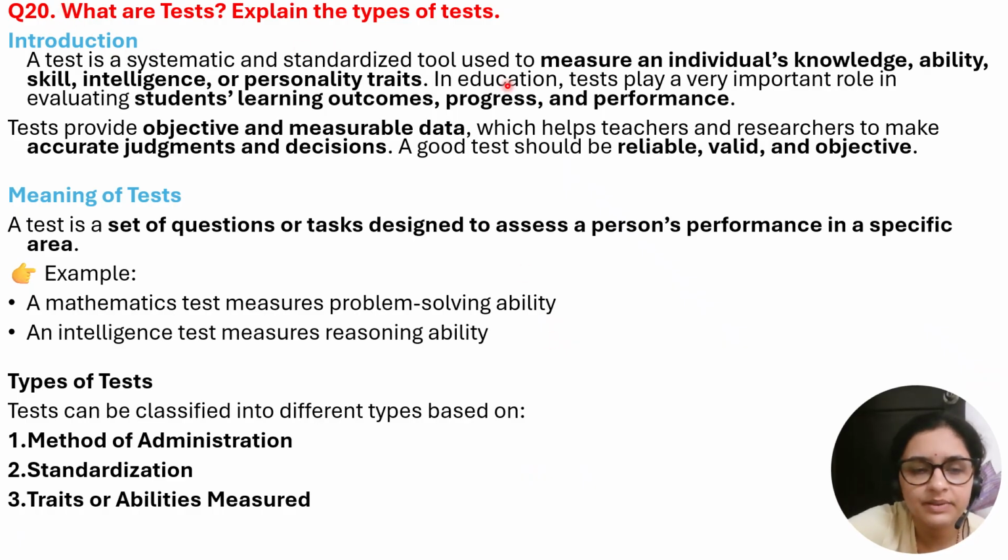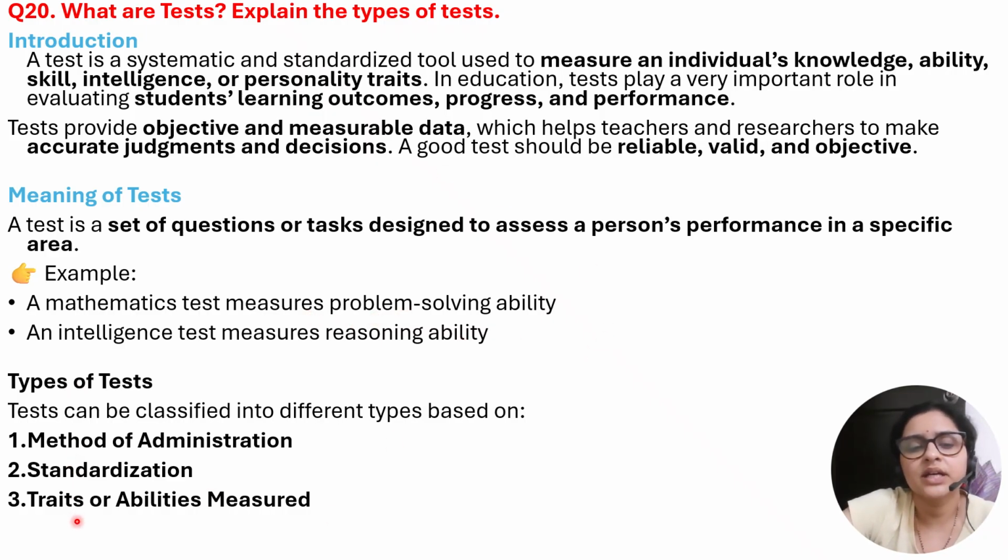What are tests? Explain the types of tests. A test is a systematic and standardized tool that is used to measure an individual's knowledge, ability, skill, intelligence or personality traits. It plays a very important role in evaluating students' learning outcomes, progress and performance. What is the meaning of a test? A test is a set of questions or tasks that is designed to assess a person's performance in a specific area. A mathematics test is used to measure problem solving ability.